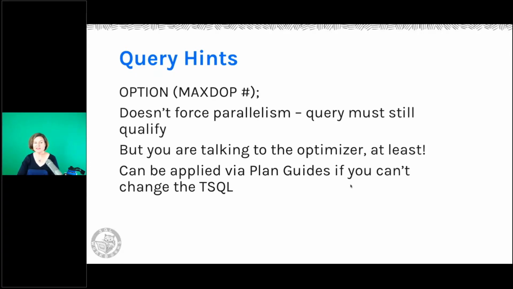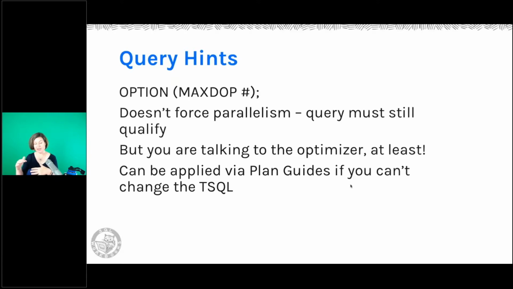It's fairly rare to see, and it's kind of difficult to observe, but technically that can happen. If you cannot change the code, like, oh, I don't want to change the DOP for the whole instance, and I don't want to hassle with resource governor, either because I don't have enterprise edition or because it's just so freaking complicated, you can use plan guides to apply a query hint.